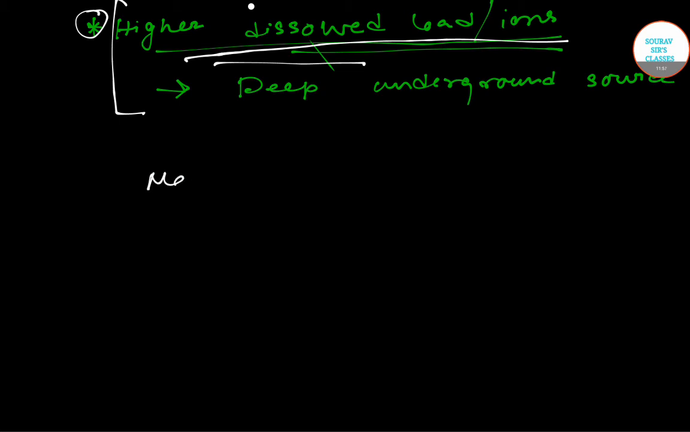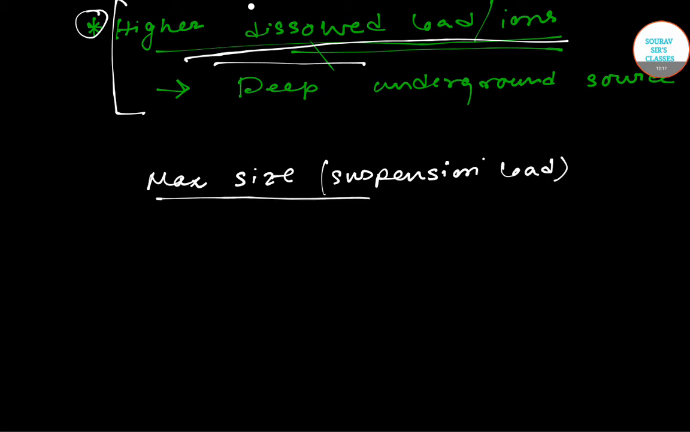When the maximum size of particles that can be carried as suspension load by the stream, obviously, so the maximum size of the suspension load or the particles that is carried by the stream, this is called stream competence.